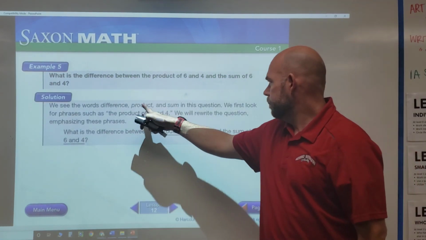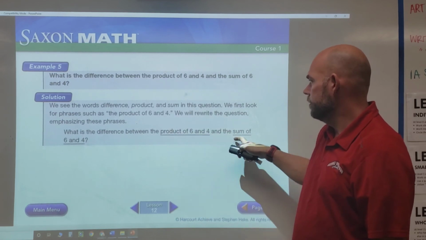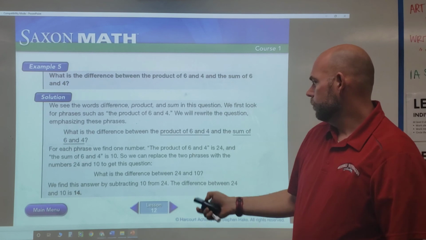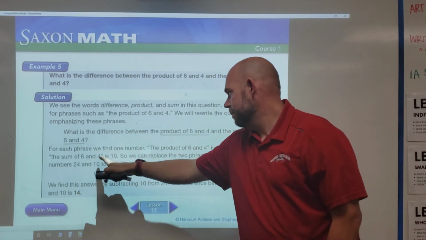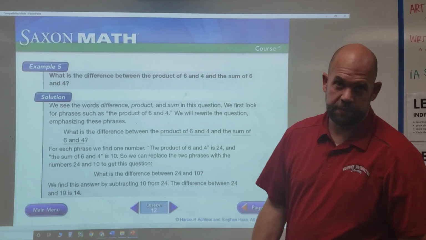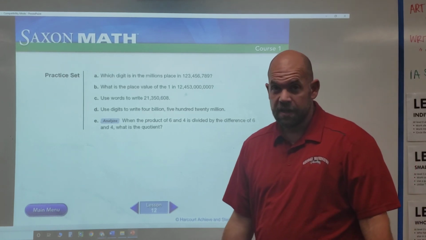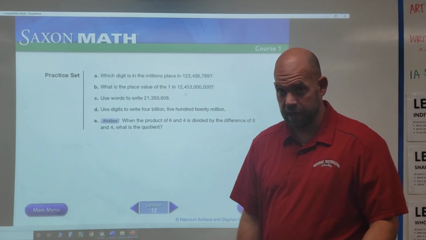So we see difference, product, and sum. We rewrite it. We get the product of 6 and 4, the sum of 6 and 4, and then we're going to take the difference between those. So we're going to write it out. We find the product first, it's 24. We find the sum, it's 10. We find the difference between 24 and 10, which is 14. All right, so just as I showed that on the board. That's it for today. It's not a lot, but this is some tricky stuff. You want to learn it well, okay?